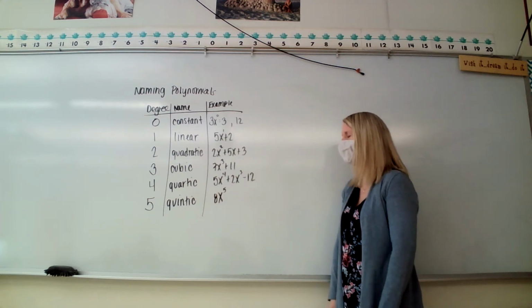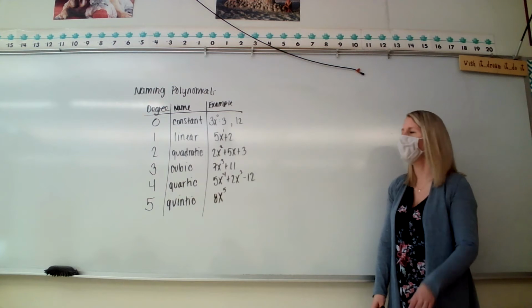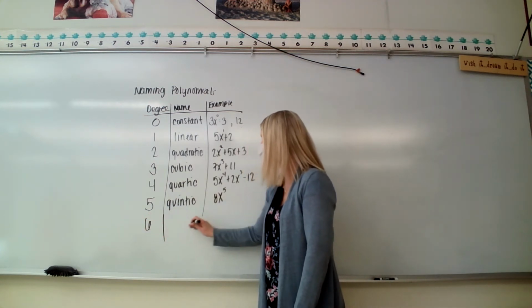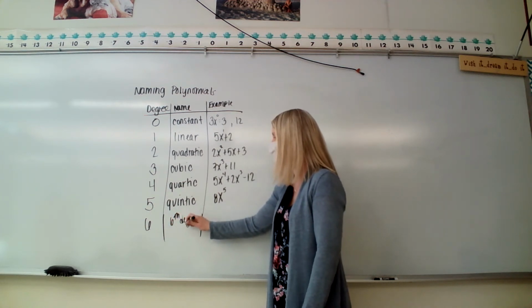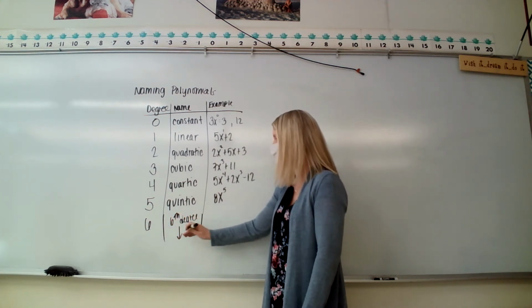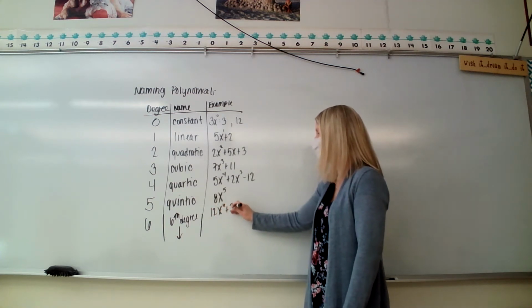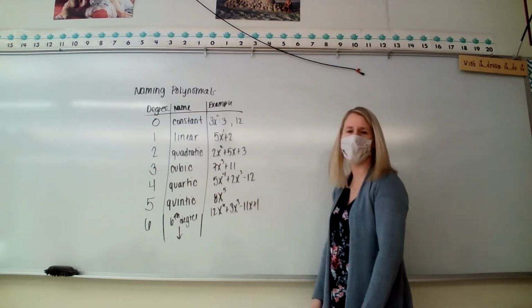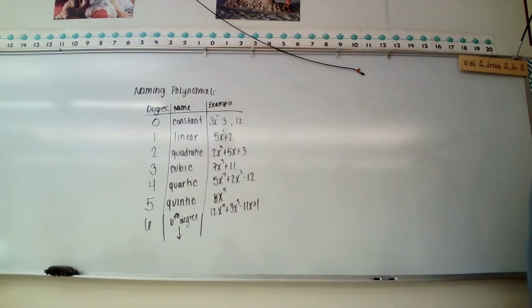Now you're probably saying, well, okay, this is annoying because we have so many words. After that, there's no special names. So if you get to 6 or 7 or 8 or 92, you just say 6th degree, 7th degree, 8th degree. So I'll just kind of do that down. I'm just making up random ones, but the main thing is that your highest exponent is 6.